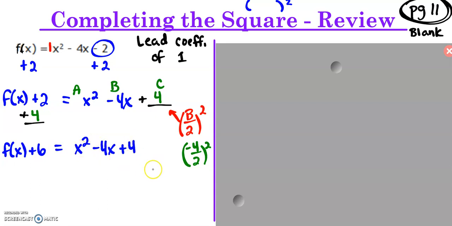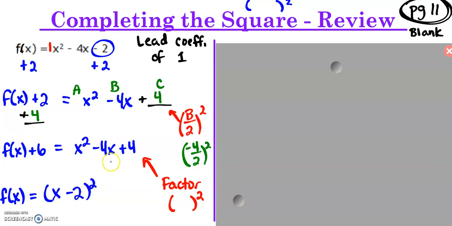And at this point, we now have what is considered a perfect square on this right-hand side. So we're going to factor, and it should factor into a perfect square. That means one quantity squared. So we are going to get f of x equals, and I'll explain why I'm saying equals in a second, x minus 2 quantity squared, because that's how this trinomial factors, okay? Now, why am I saying x minus 2 squared equals f of x? Because I'm also going to move that 6 back over.